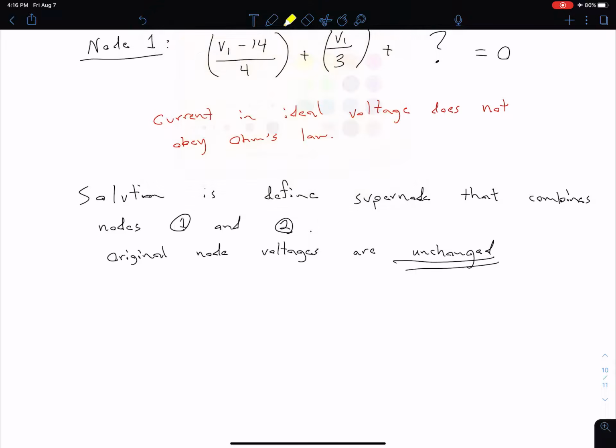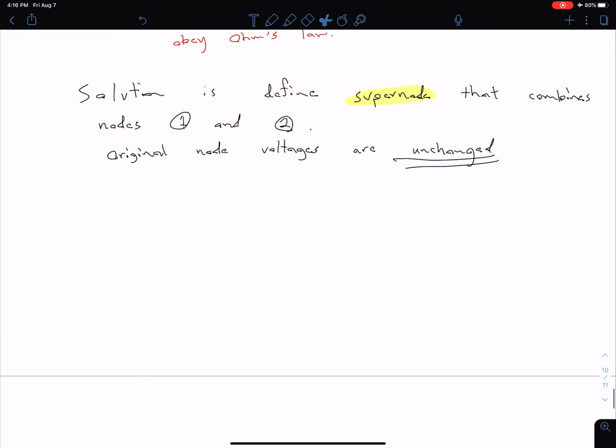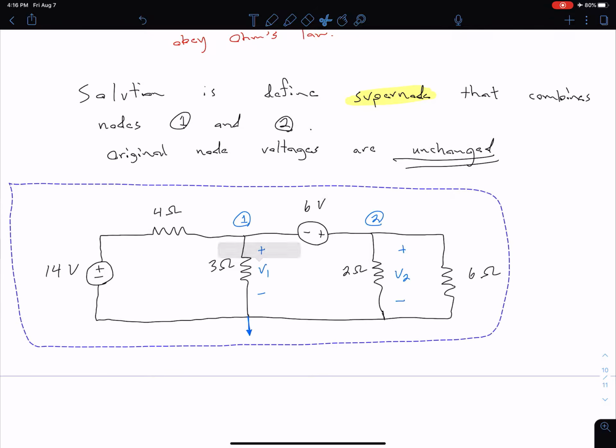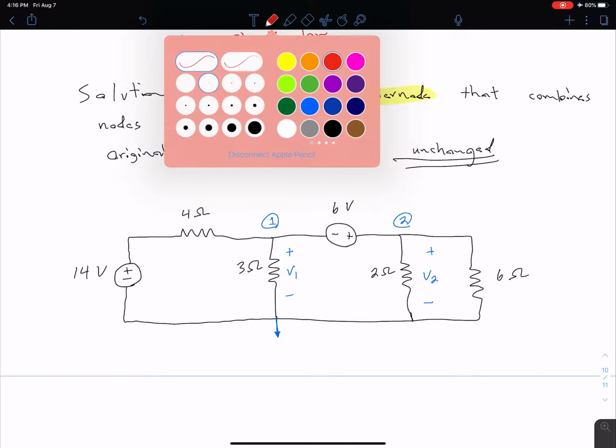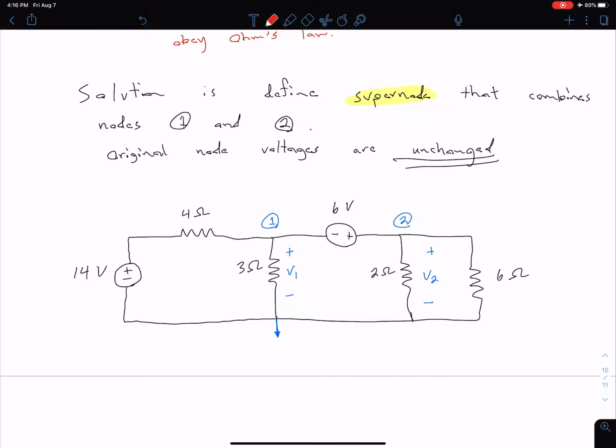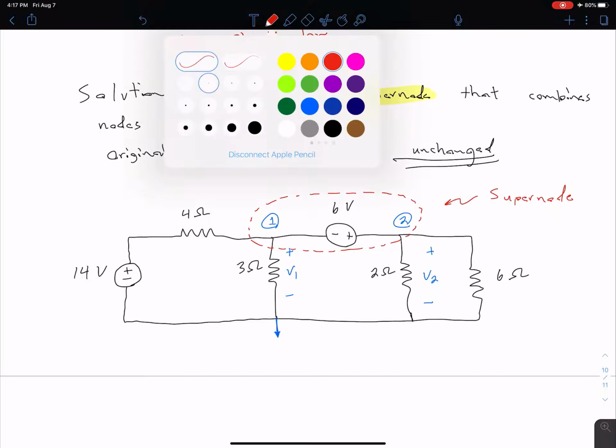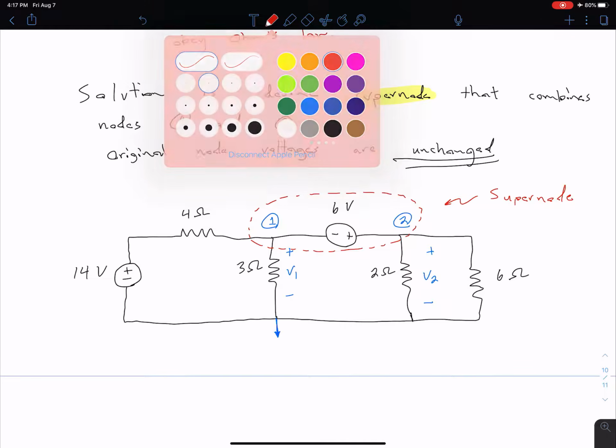But of course, the whole solution here is to define a supernode. So let's go ahead and put our circuit back in here. Let's move it over here. That looks good. What we're doing when I say we're defining a supernode is that we can come in here and think of this whole thing as being a big amorphous node. So we've combined node 2 and node 1 into one node, and that combined node is what we call our supernode. But we still have our definitions V1, V2, and our reference node is still in the same place. So nothing has changed in terms of that.